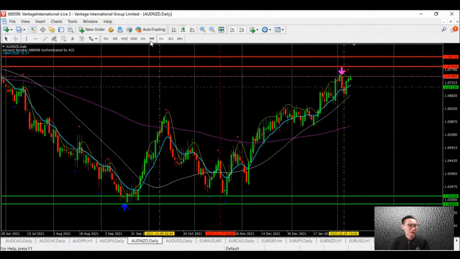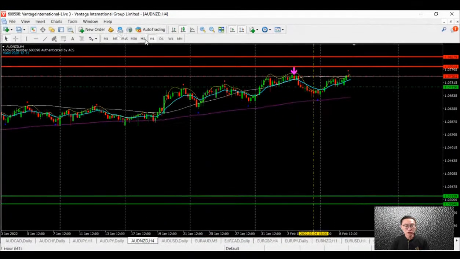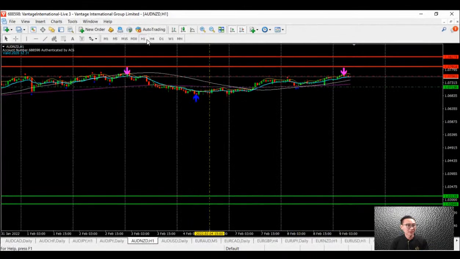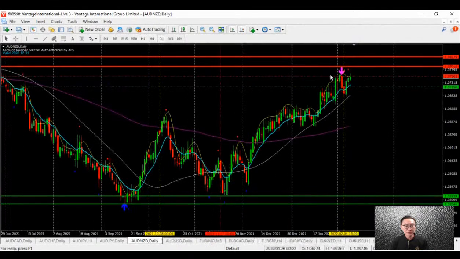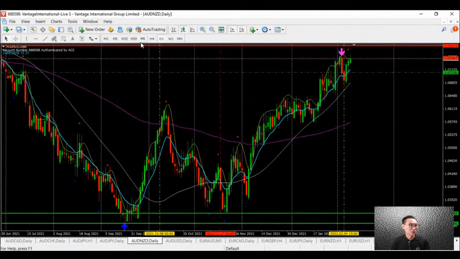It will still go up for a little bit more. All right, okay, so just be patient. There may be a retracement today over here, and then build up a new support in H1. Then after that, it will continue to buy.